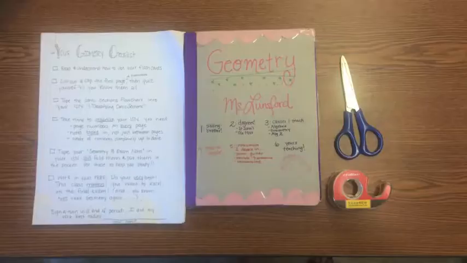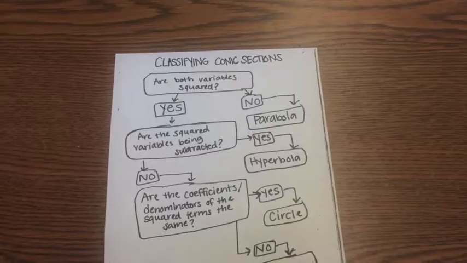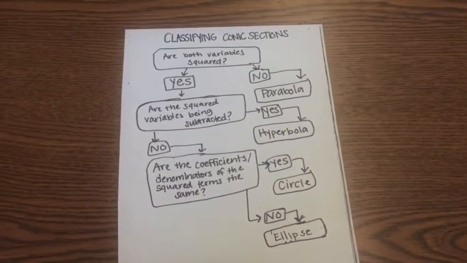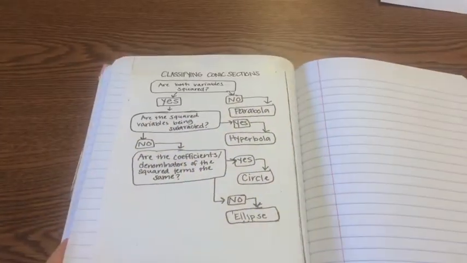Next, let's look at our notes. You were given notes called Classifying Conic Sections. This is a flowchart to help you decide which kind of conic section you have.